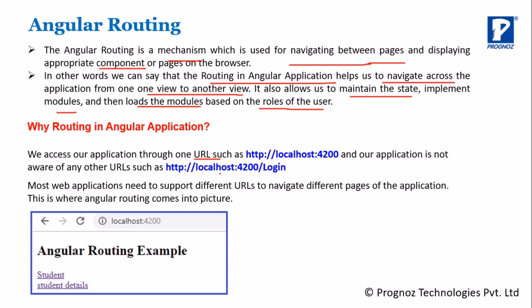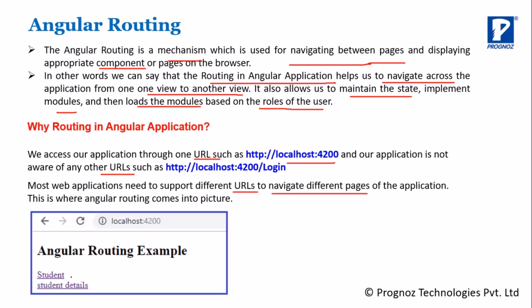Through that URL we can move to any particular component or application. So if we want to access any application, we always give a URL, and our application is not aware of the other URLs. That's why, to move from one part of the application to another part, we are using the routing concept. And most web applications need to support different URLs so that we can navigate to different pages of the application.